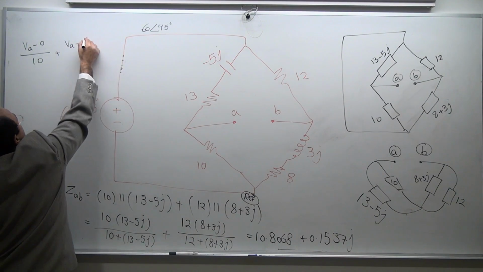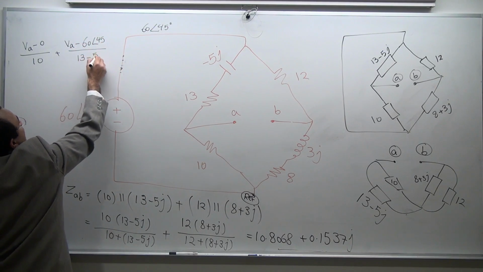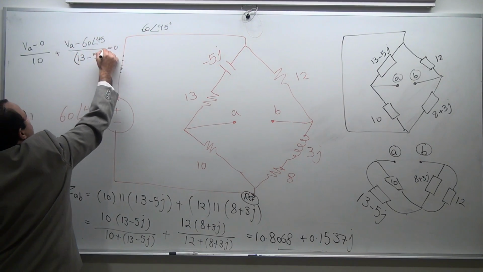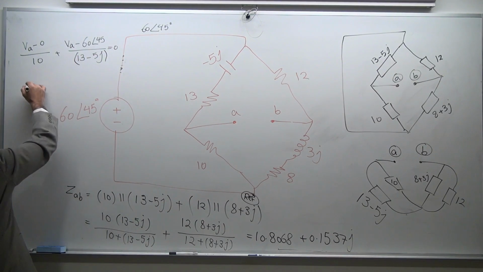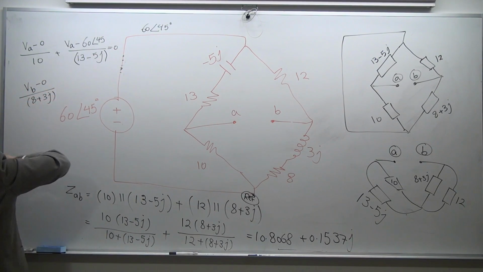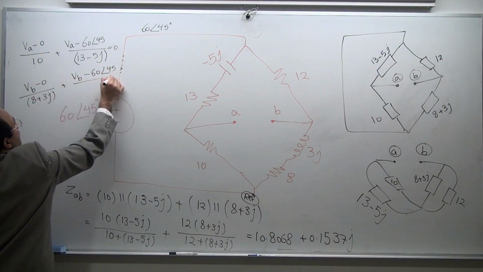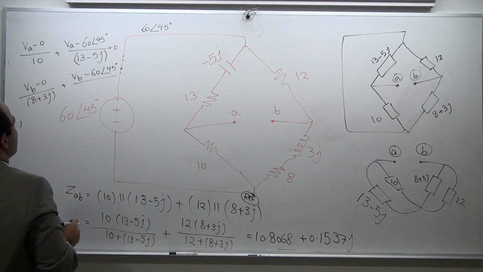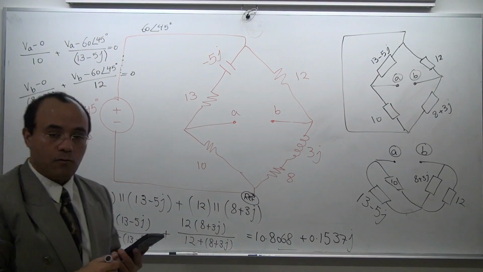VA minus top, 60 angle 45 divided by 13 minus 5j is equal to 0. 13 minus 5j is actually inside a bracket. I'm conscious about this. Let's do the VB. VB minus 0 divided by 8 plus 3j inside the bracket. VB minus on top, 60 angle 45. And I know this is a degree, and I'm happy that my calculator by default is in degree. So I'm very conscious about that too. Divided by 12 is equal to 0.